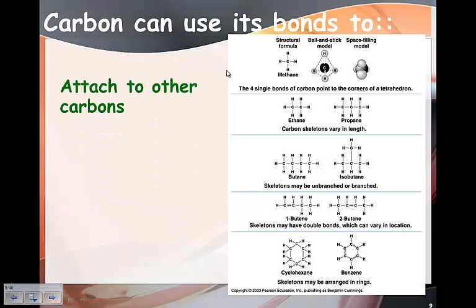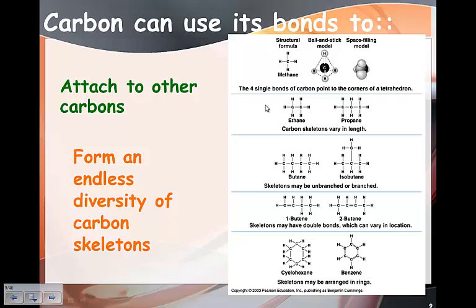All right, so carbon can use those bonds. Remember, it's got those 4 electrons out there. It wants 8. So it can attract to other carbons, and it can form an endless diversity of carbon skeletons. You can have very long chains. They can be straight, or they can be branched and go all over the place. They can form double bonds in different places, and they can form ring structures.